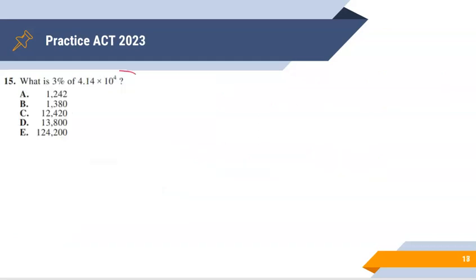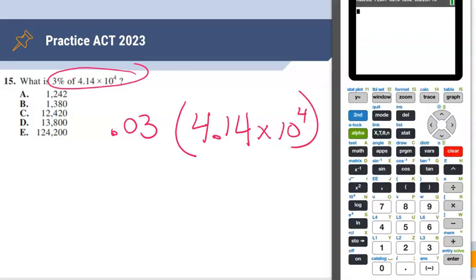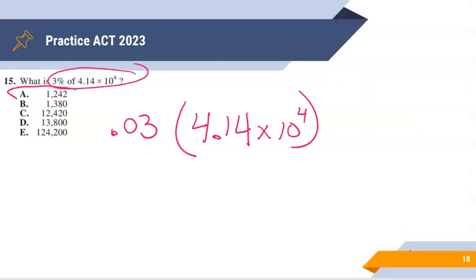Okay, question 15. It's a pure calculator question. The word of means the times. 3% is 0.03. And we're going to times that by 4.14 times 10 to the 4th power. Let me type this in so we can see it. 0.03 times, parenthesis, 4.14 times 10 to the 4th power. We wind up with 1242, which is the answer, choice A.